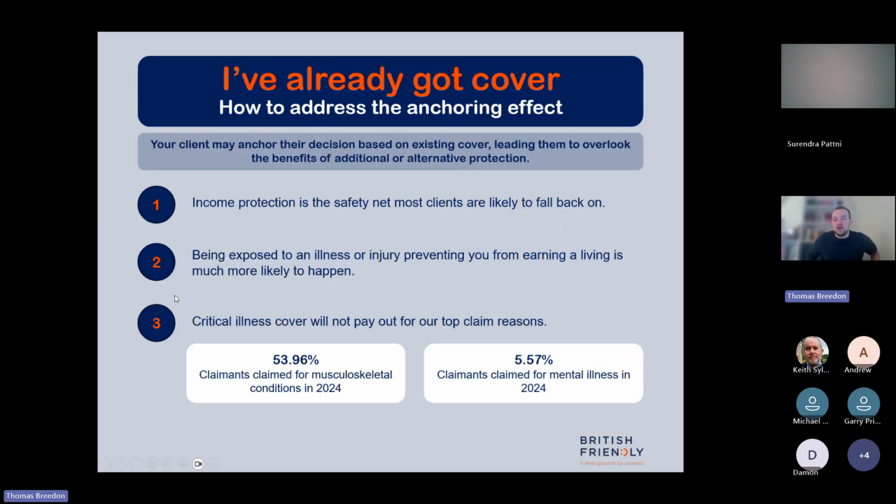So another common objection we found was, I've already got cover. The client might have already discussed this with an advisor previously. An advisor might have already placed cover for that client, and therefore they think they're sorted, they think they're great, they think they're protected. They may well be, but just because they say I've already got cover doesn't necessarily mean they will be. They might just have life cover.